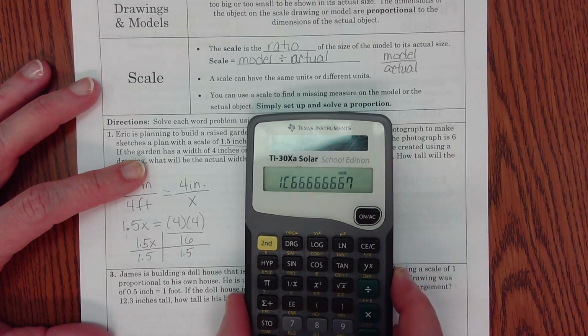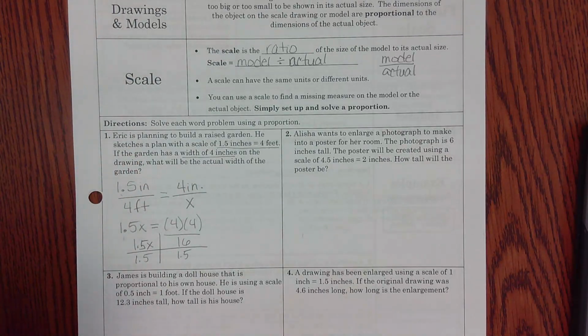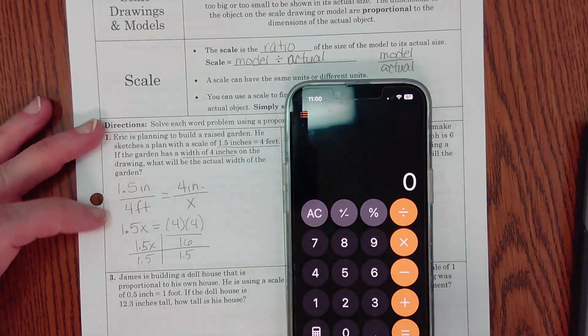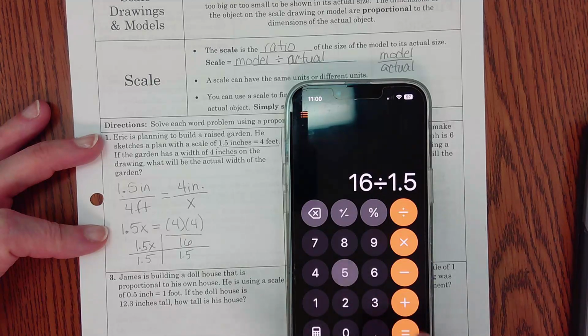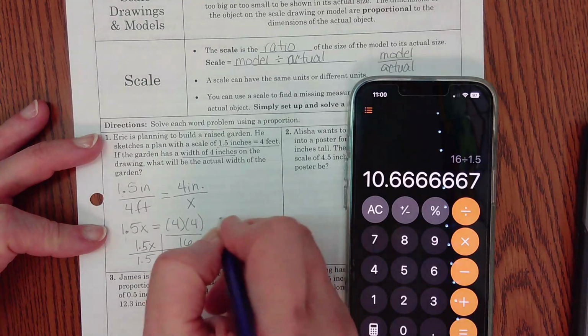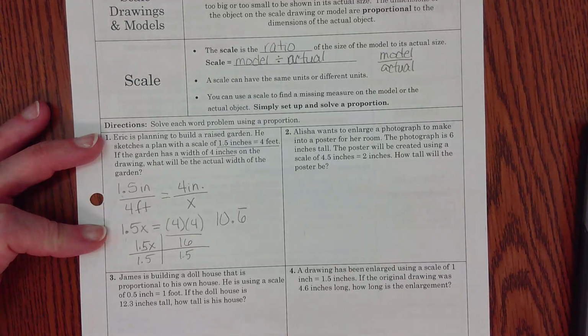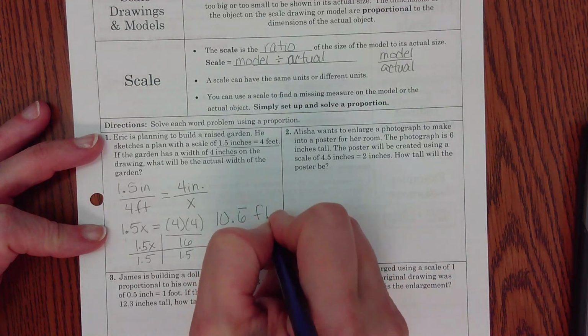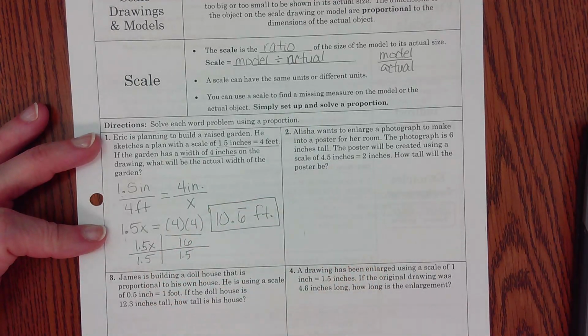Oh, I don't know what that equals, so we'll switch it over to my phone. My calculator was working and now it's not. So we're going to take 16 divided by 1.5, and that gives me 10.6 repeating. So it's 10.6 repeating feet is how far that is.